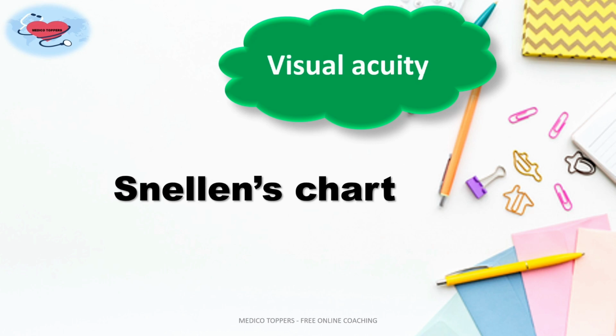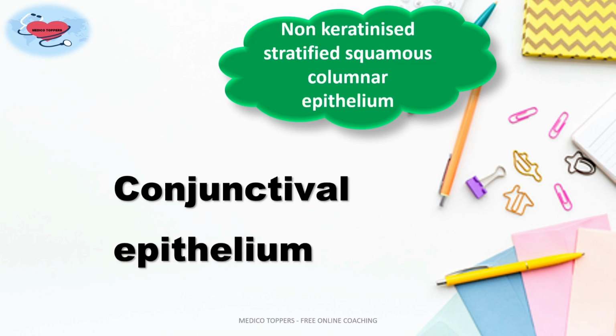Next comes Snellen's chart. Snellen's chart is used for what? Just for testing visual acuity. Visual acuity here is defined in two ways, mainly angle subtended at 6 meters and angle subtended at varying distances. So it is defined in two ways, testing for visual acuity. Snellen's chart, visual acuity.